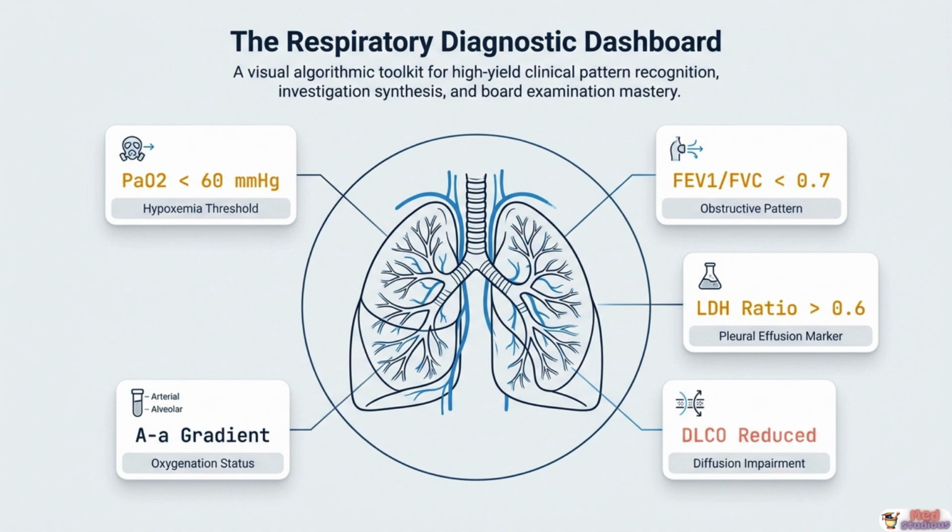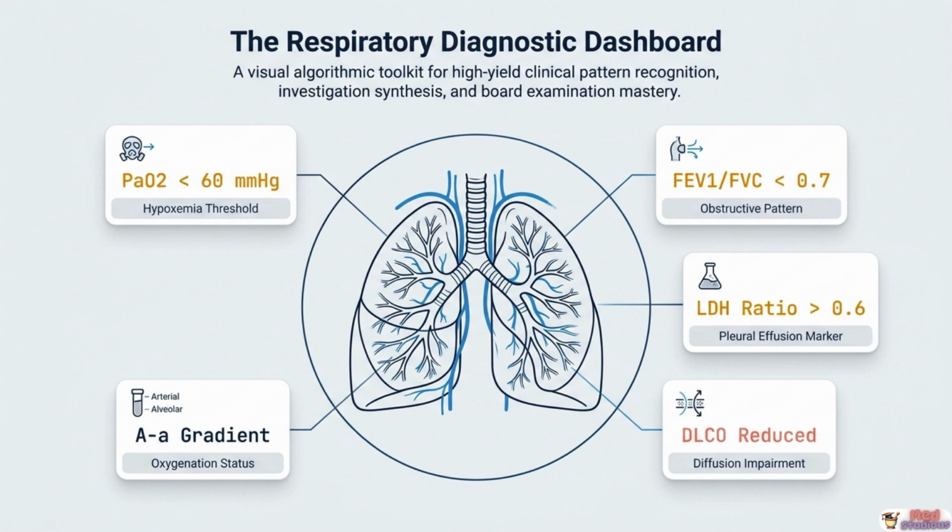An FEV1 to FVC ratio below 0.7 defines an obstructive pattern on spirometry. A pleural fluid to serum LDH ratio above 0.6 serves as a key pleural effusion marker within Light's criteria. The alveolar arterial gradient tells you the oxygenation status of the lung itself, distinguishing intrapulmonary from extrapulmonary disease. And a reduced DLCO indicates diffusion impairment across the alveolo-capillary membrane.